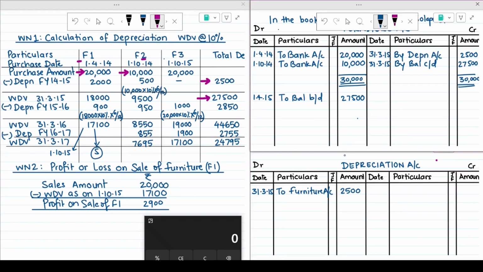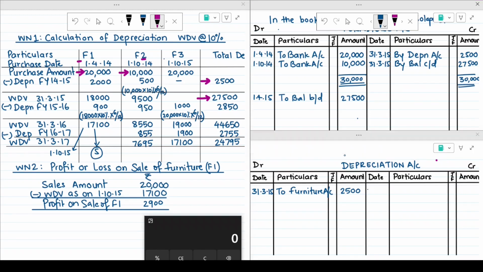And for depreciation account, since depreciation is a nominal account, we will transfer the entire balance to profit and loss account at the year end. So on 31st March 15, by P&L account, the transfer entry is profit and loss account debit to depreciation account. So that way total balance will be transferred to profit and loss account and the balance of depreciation account will be nil. With this we have closed the books of first year.